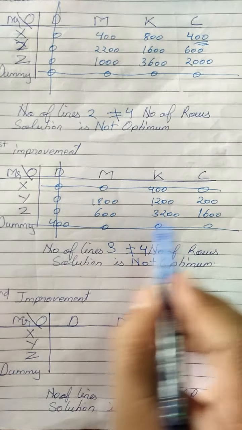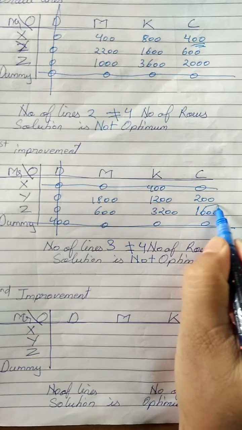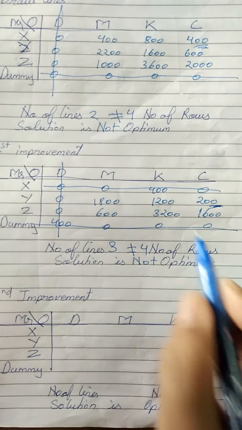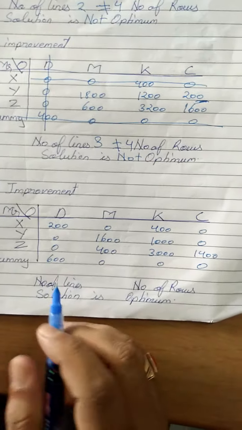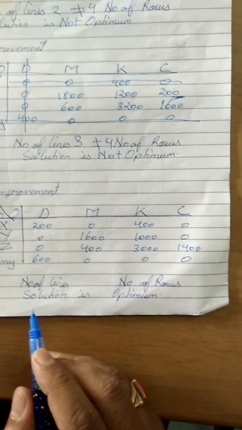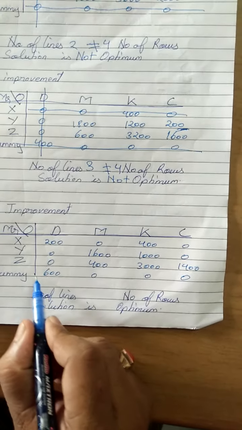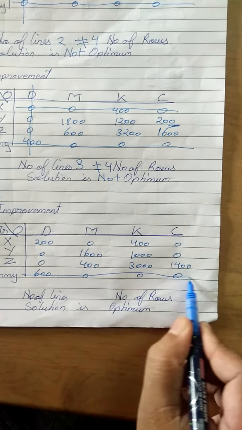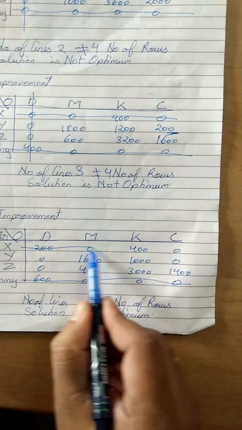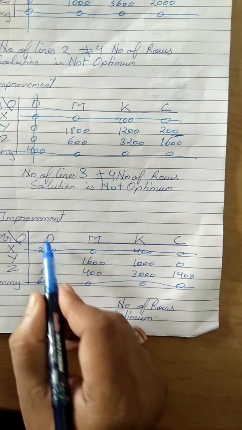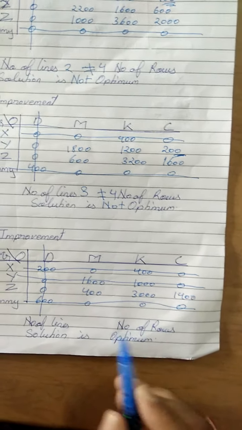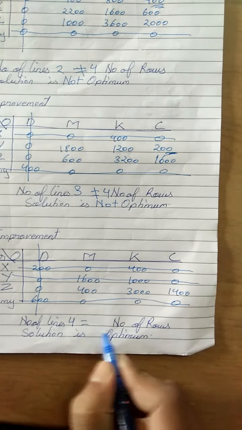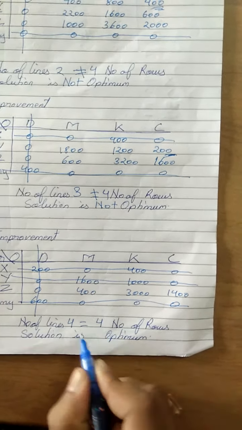Now from the remaining elements, which is the minimum value? It is 200. So subtract 200 from the uncovered elements and add it at the points of intersection. After performing the second improvement, you can see we are getting new zeros. Now again we draw the lines. The first line is drawn on the dummy column as it has 3 zeros, then the first row with 2 zeros, a column with 2 zeros, and 1 row. Now the number of lines is 4 and the number of rows is 4, so the solution is optimum.